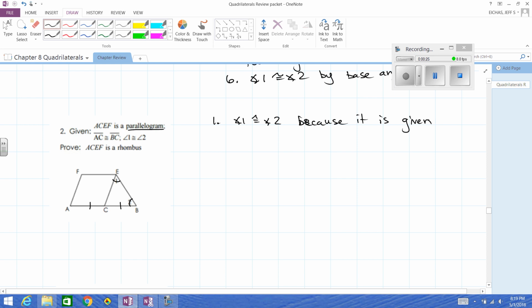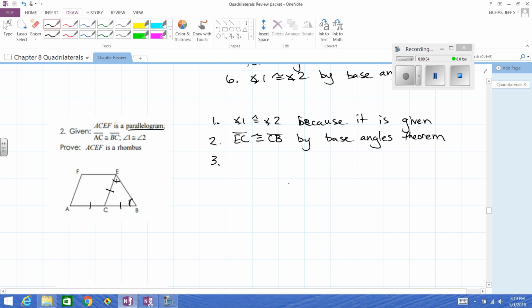Now, the move we can make from that, and I am going to skip a step here, is I'm going to say EC is congruent to CB by base angles theorem. Okay, we could say converse of, basically these two angles are congruent. That leads us to the sides opposite those are congruent in that triangle.